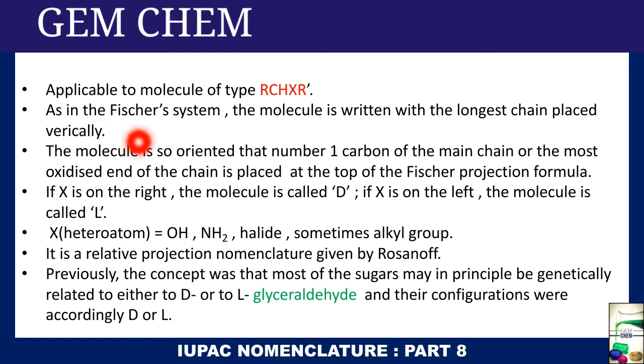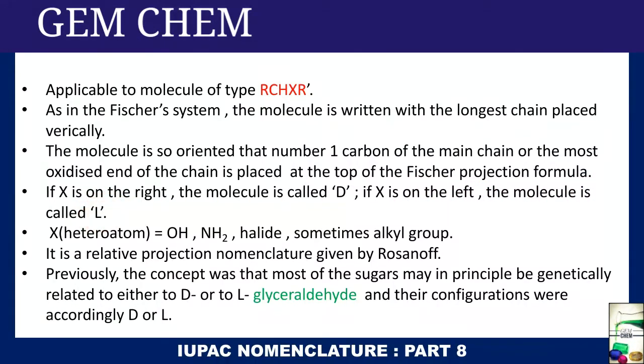As we are dealing with the Fischer projection, the molecule should be written with the longest chain placed vertically, from top to bottom, and the molecule is oriented so that number 1 carbon of the main chain, or the most oxidized end, remember this term, most oxidized, that is, no more oxidation can take place, or if there are two groups, then comparison shows that this will be less oxidized than the previous one, will be placed at the top of the Fischer projection formula.